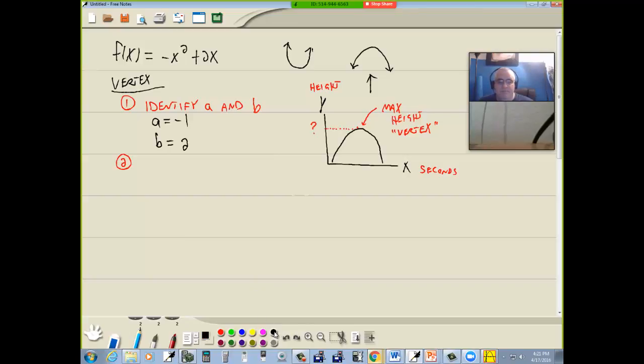Now step 2. Plug a and b into negative b over 2a and simplify. Well, b we said was 2, so we're going to have negative 2 over 2 times a, and a was negative 1. That gives us negative 2 over negative 2, which gives us a positive 1.